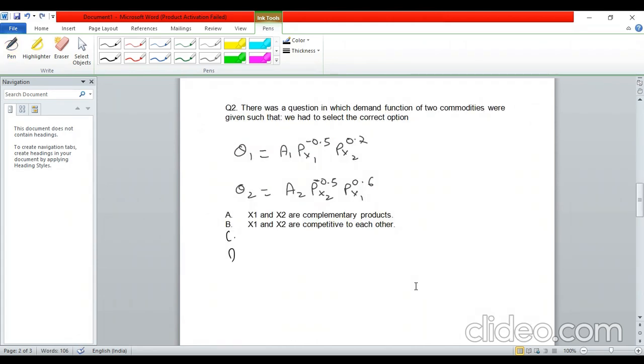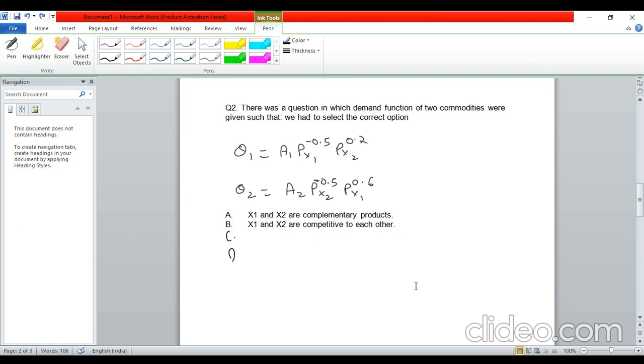Okay, guys, now the second question. So now this question I may not have written it correctly. Guys, please feel free to correct me if I have written any value wrong. So what we were given in this was there were two commodities, x1 and x2, and we were given the demand functions of these two commodities, and then there were some statements, and we had to select the correct option.